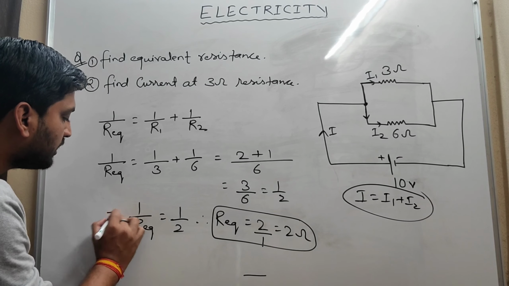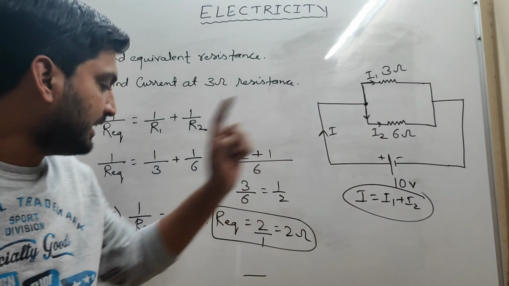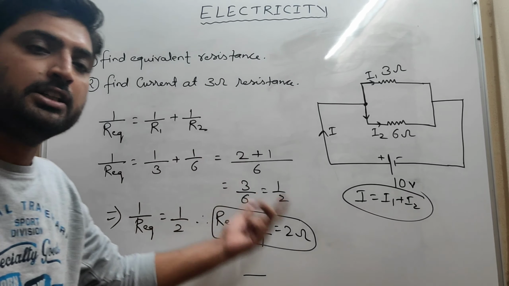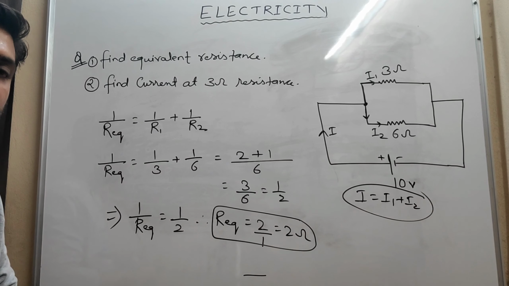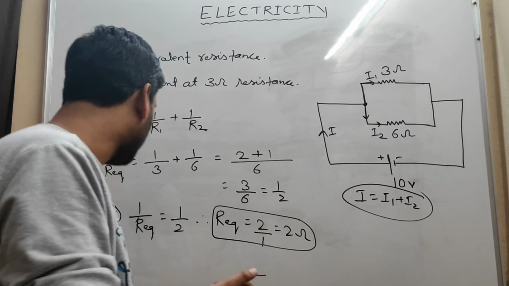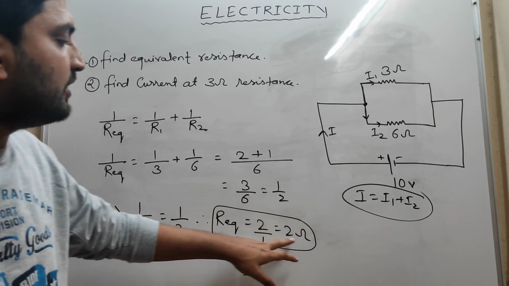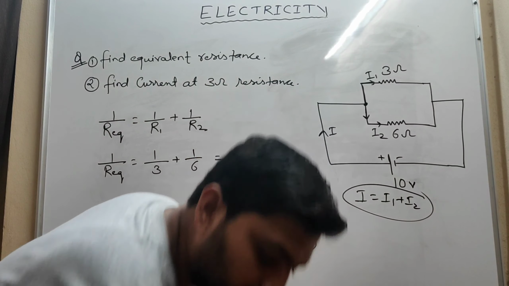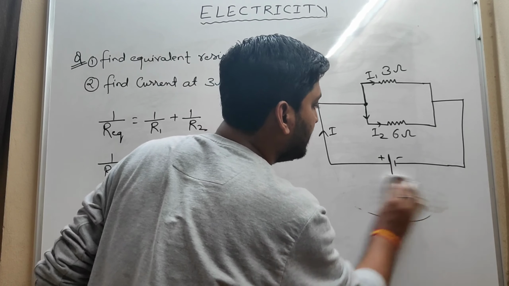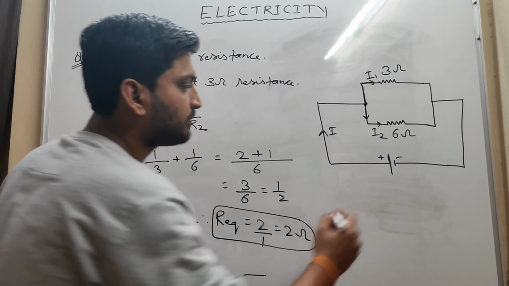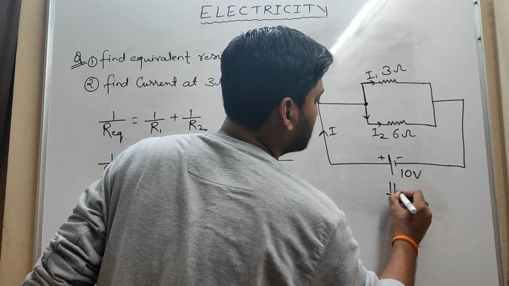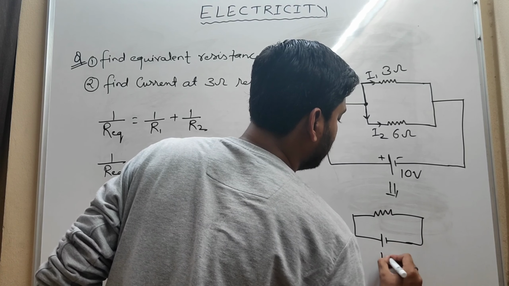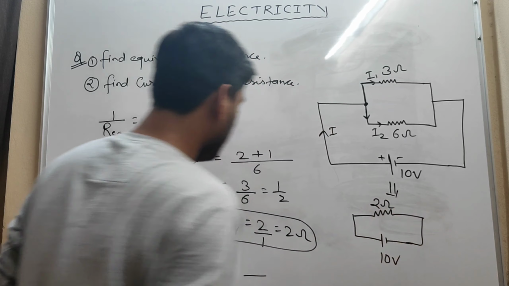So whenever you are solving for a parallel connection, remember this thing. At last whatever you are getting, you just need to reverse it. The reciprocal will always be the answer. So we get R equivalent as 2 ohm. So if we convert this into an equivalent circuit, you will get it like this. 10 volt, this is 2 ohm.